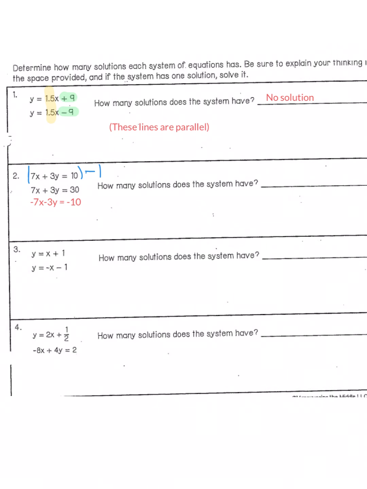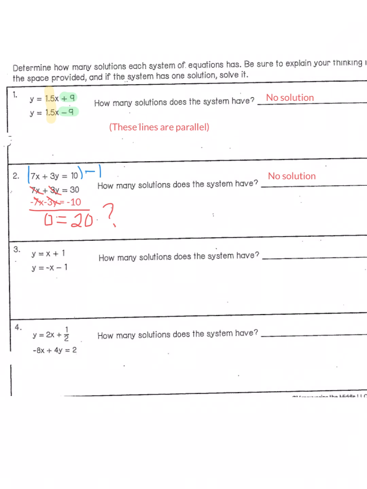Now, when I combine these, 7x minus 7x gives me 0. 3y minus 3y also gives me 0. So when I have nothing left over there, I have to write 0. 30 minus 10, well, we know that equals 20. So I end up with this weird 0 equals 20. Since that is never going to be true, we know that these lines are parallel and they have no solution.